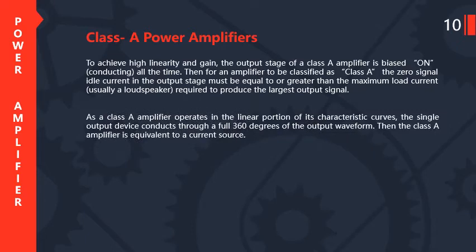As a class A amplifier operates in the linear portion of its characteristic curve, the single output device conducts through a full 360° of the output waveform. Then the class A amplifier is equivalent to a current source.